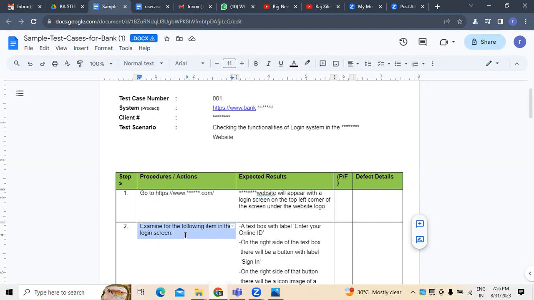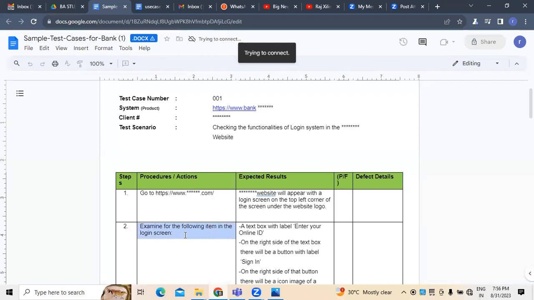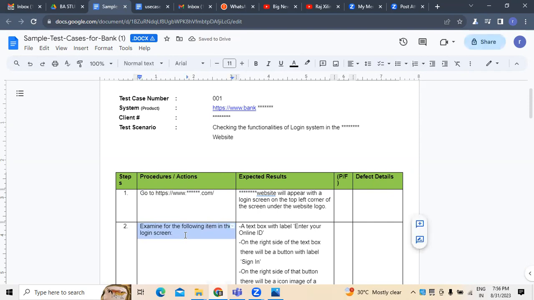Clear or not? Anand, Vikrant, understood or not? Yes. Anand, Vikrant, understood?